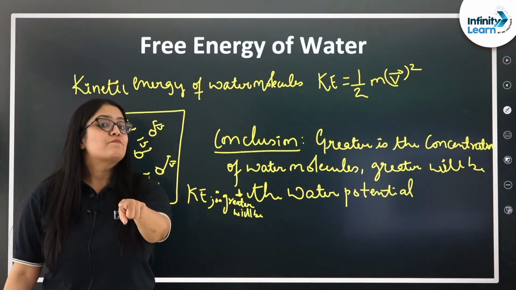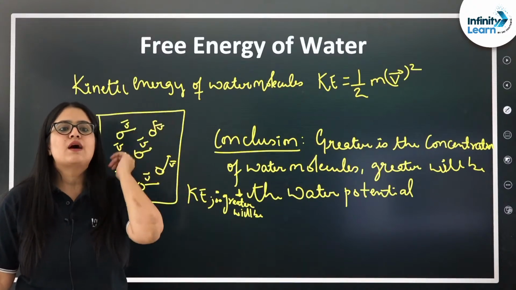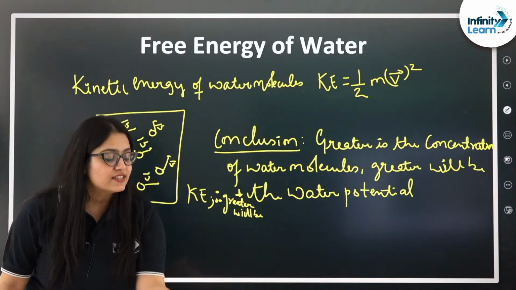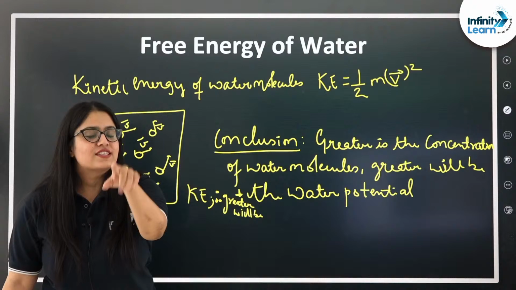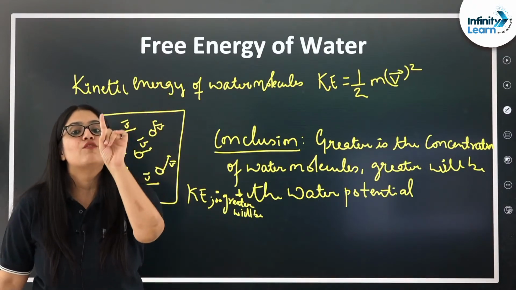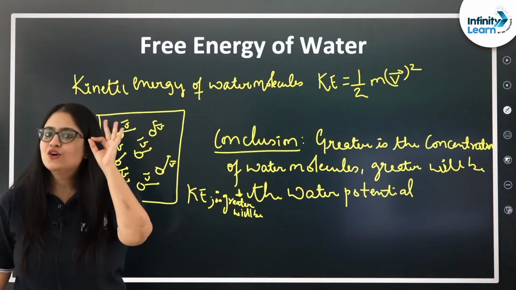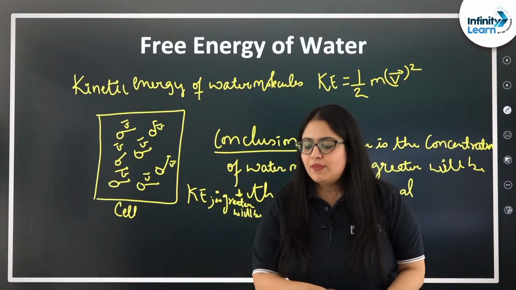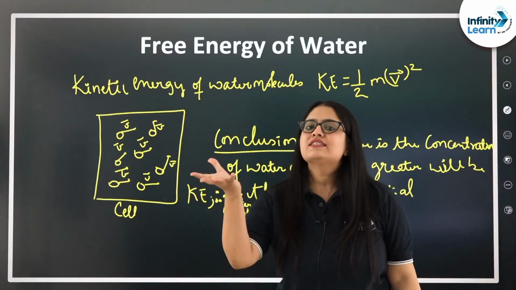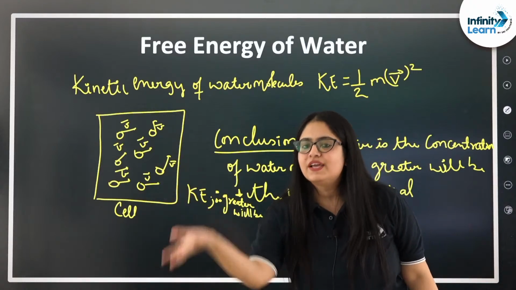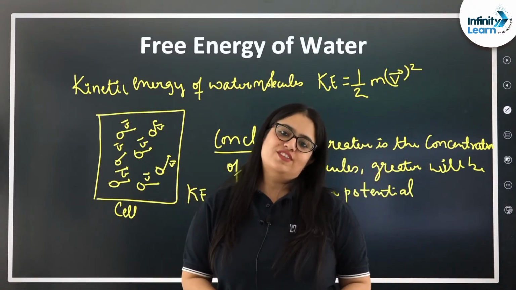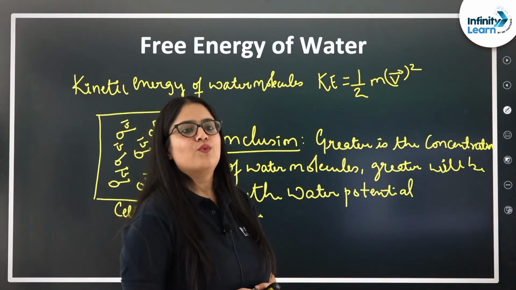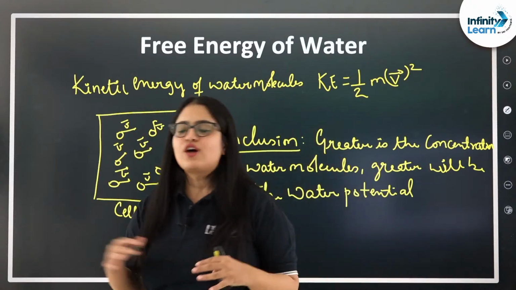So increase, I repeat myself, pay attention, increase in number of water molecules in a system is going to increase the kinetic energy of the system, and hence there will be increase in the water potential of the system. So please notice this, students, how kinetic energy is affecting water potential. By increasing the number of water molecules, there will be increase in the kinetic energy of the system, and hence there will be increase in the water potential of the system. It can be a biological system like cell or any physical system as well. I hope this much is clear to all of you, my kids.